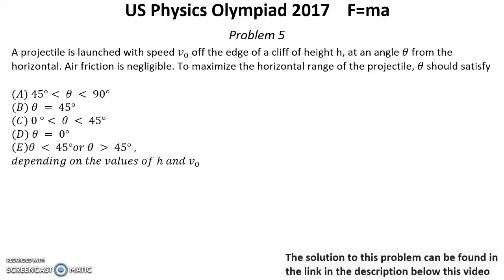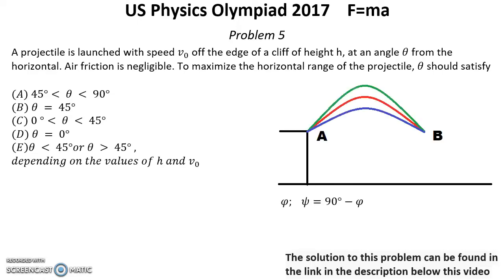Problem number 5. A projectile is launched with a speed v0 off the edge of a cliff of height h at an angle theta from the horizontal. Air friction is negligible. To maximize the horizontal range of the projectile, theta should satisfy the next inequalities. Solution. First, let's draw the picture.